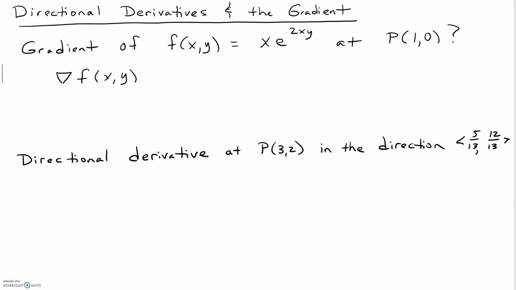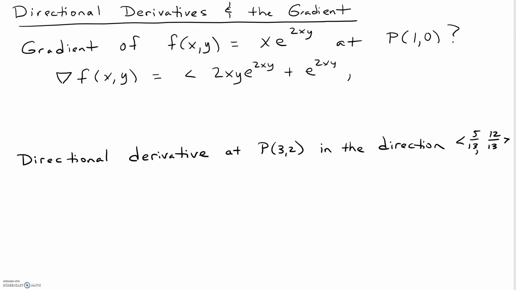And we'll begin by first taking the partial derivative with respect to x. Notice we have the product rule here. So we'll have 2xy e to the 2xy power. And then add to that, when we take the derivative of the x out front, e to the 2xy power.